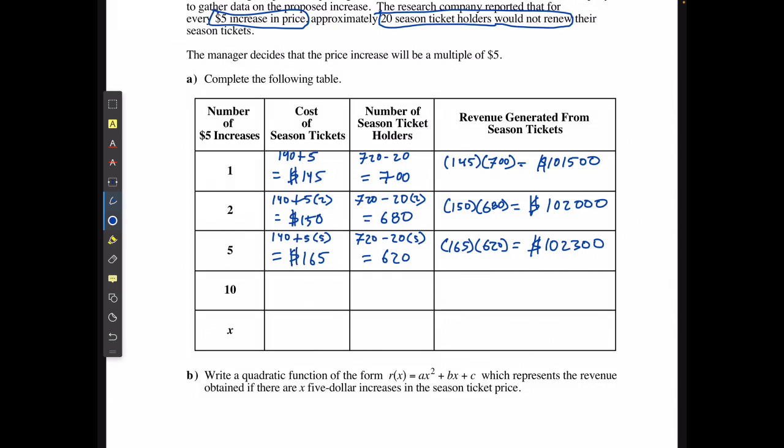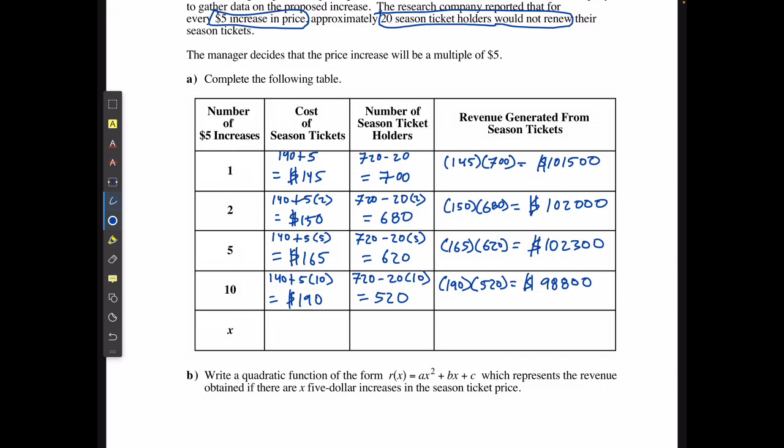If I went up 10 times, I'm going to get 140 plus 5 times 10. This is going to give me a new price of $190. I'm going to get 720 minus 20 times 10. This is going to give me 520 season ticket holders. And 190 times 520 is going to equal $98,800.